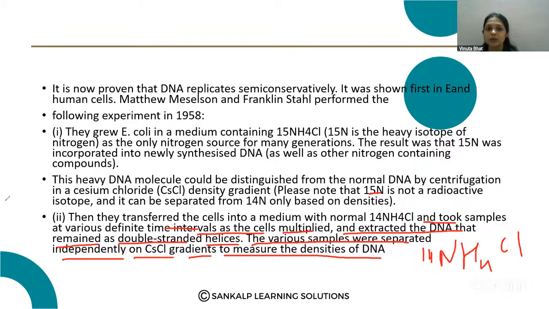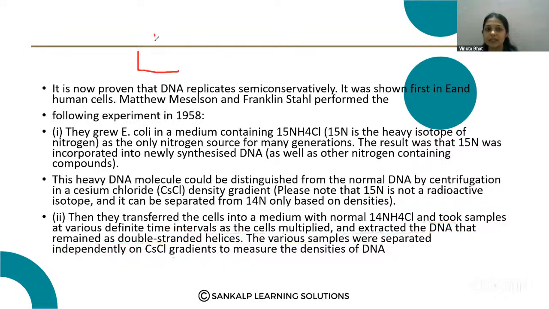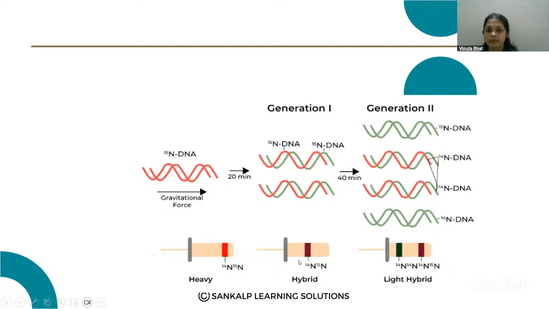So next, what did they do? They transferred the E. coli bacteria, which has DNA with 15N nitrogen, to the 14NH4Cl medium. Okay, so after that it is separated by the cesium chloride density gradient centrifugation process. Look here, what did they do with it? Yes, this is the density gradient. So that contains the heavy nitrogen.